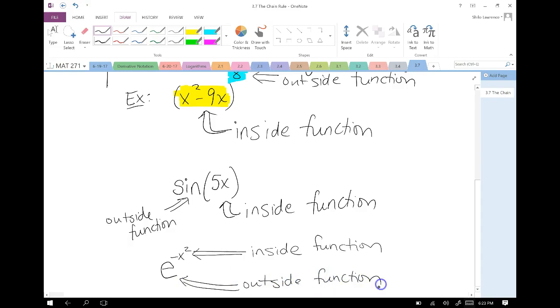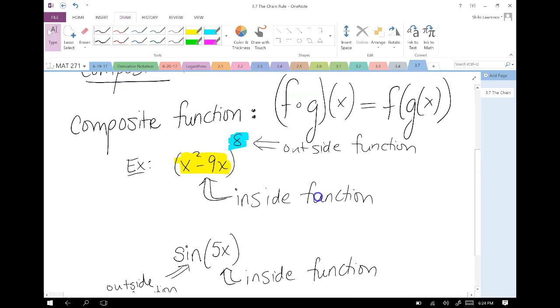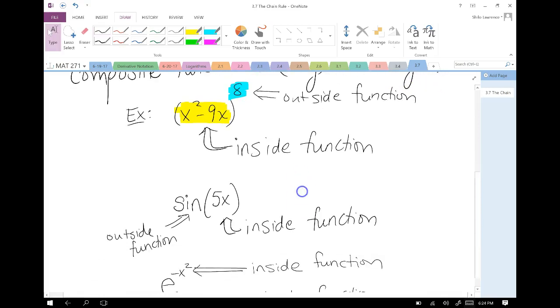So it's going to be really important to be able to identify the inside and the outside, because that's kind of the basis of how we do these derivatives: the derivative of the inside and the derivative of the outside are going to be combined. Okay, so composites are where we have one function of x plugged into another function.